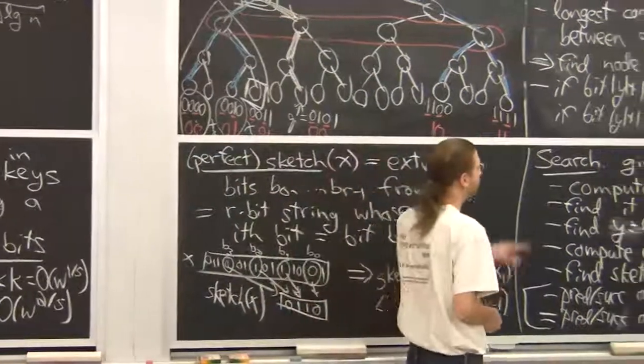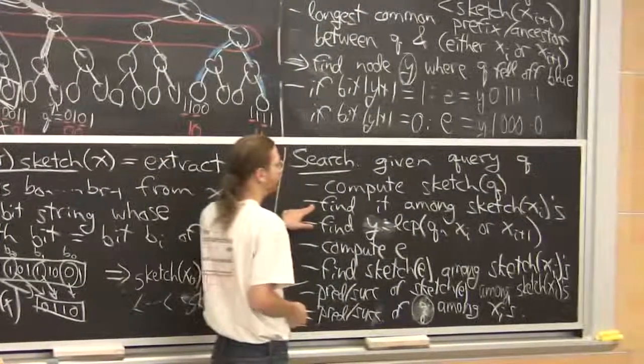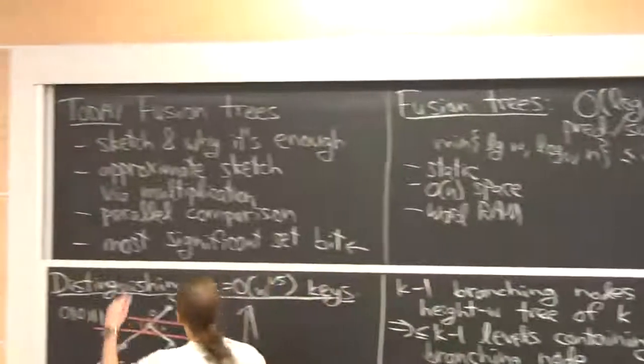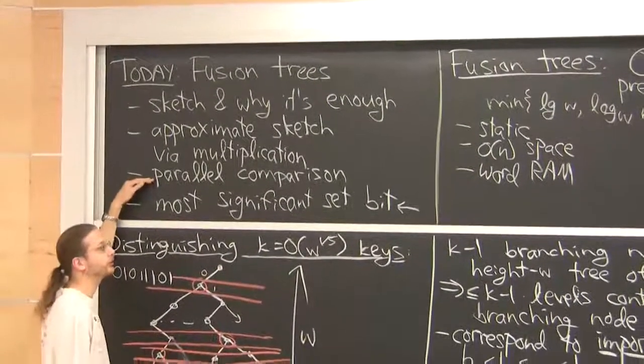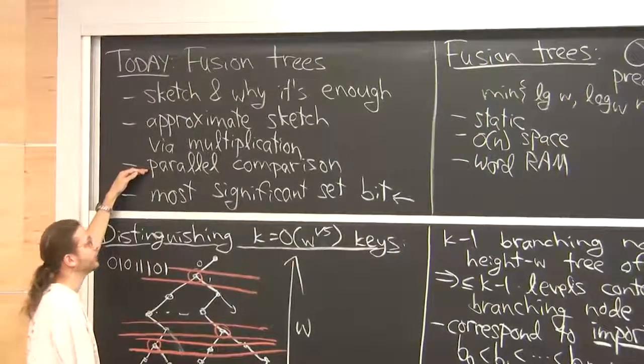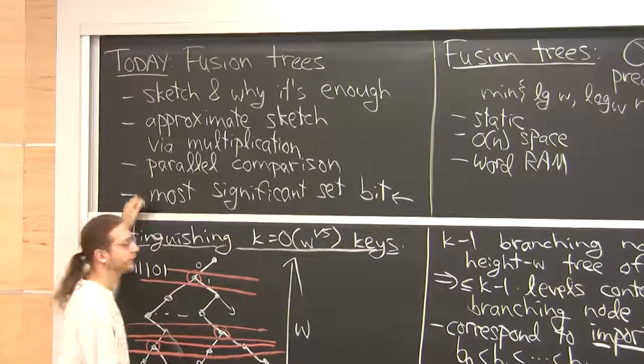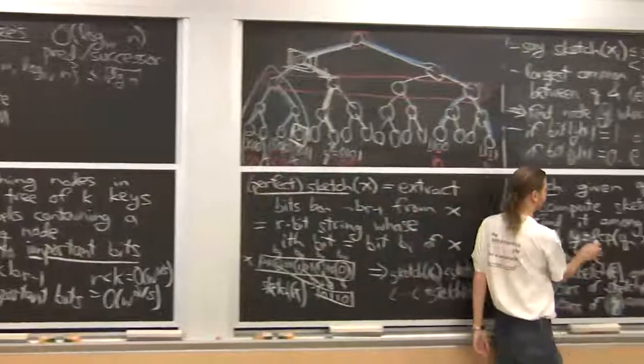Second thing is, how do we do this find? This is parallel comparison. So it's basically all the bullets up here. We have, how do we do a sketch? How do we do parallel comparison to find where one sketch fits among many sketches? And there's also most significant set bit. Where did we do that? In computing the longest common prefix.